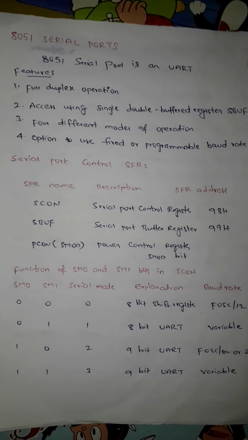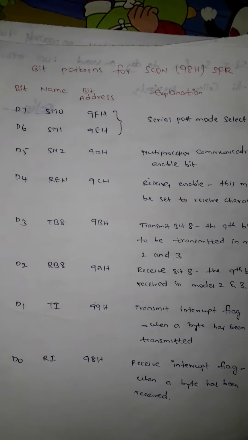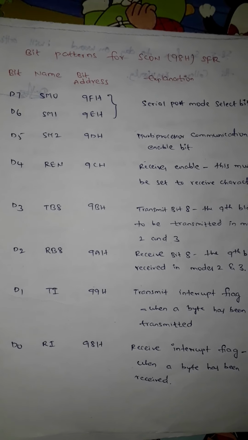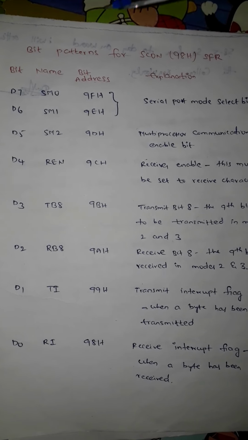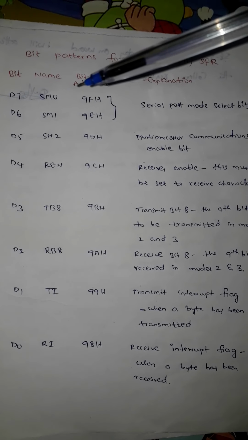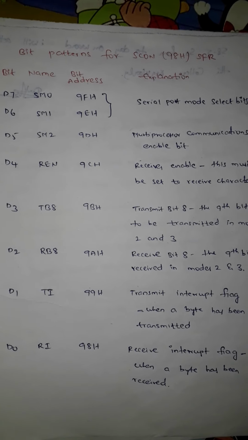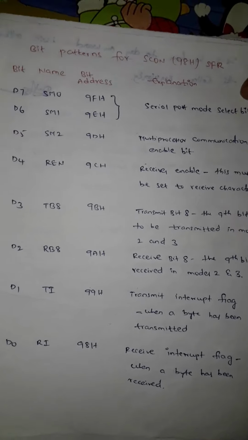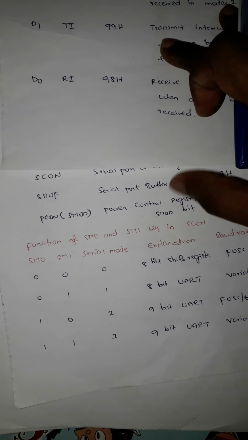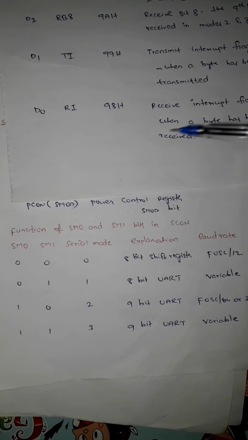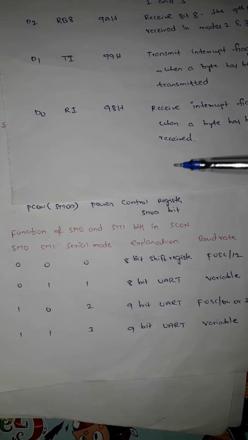Now let us look at the SCON register. SCON is the serial control register whose address is 98H, and it has 8 bits. The higher order bits, D7 and D6, are SM0 and SM1, that is serial mode 0 and serial mode 1 bits. They are used to select the serial port mode, as shown here. So you can use these SM0 and SM1 bits in the SCON register for selecting the serial modes.